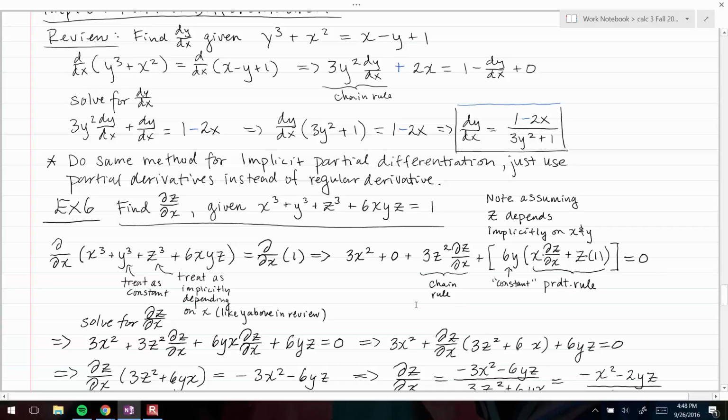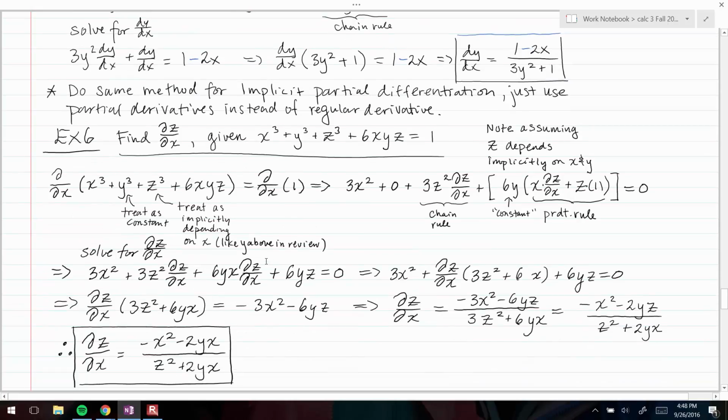So the hard work is done. Now it's a matter of doing algebra to solve for del z over del x. So treat that as a package deal. Notice that you'd want to distribute the 6y to free up this term right here with the del z over del x. Now you can group these two, factor out the del z over del x, rearrange, put the other junk on the other side by subtraction, divide, and you're done.